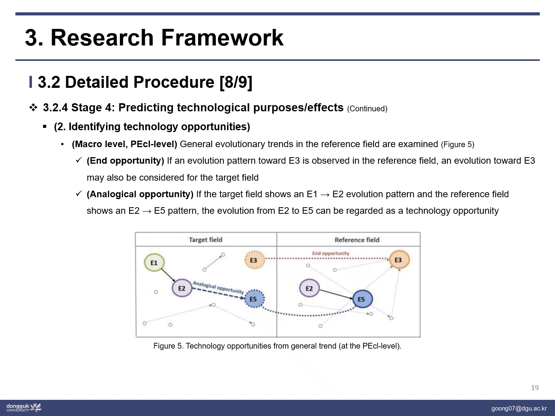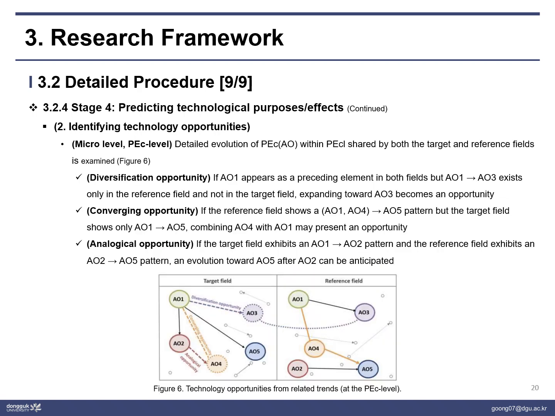Through Figure 5, technological evolution patterns can be identified at the macro level. They are classified into end opportunities and analogical opportunities. Through Figure 6, technological evolution patterns can be identified at the micro level. They are classified into diversification opportunities, converging opportunities, and analogical opportunities.